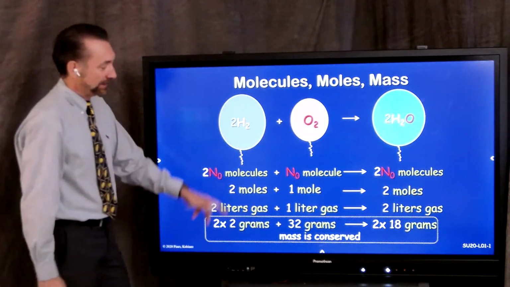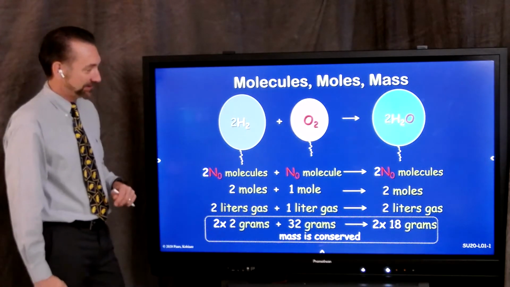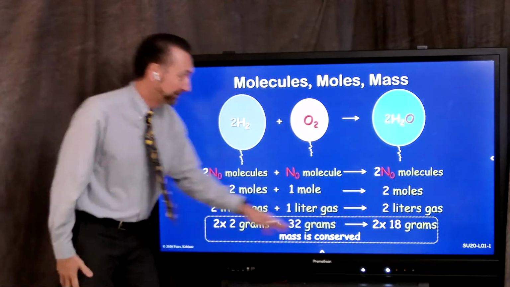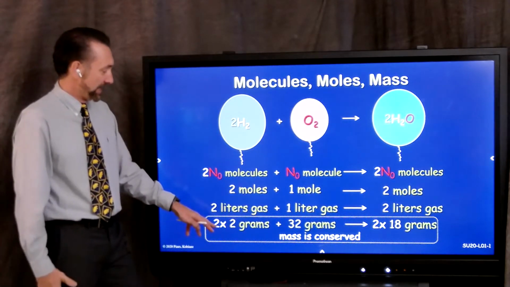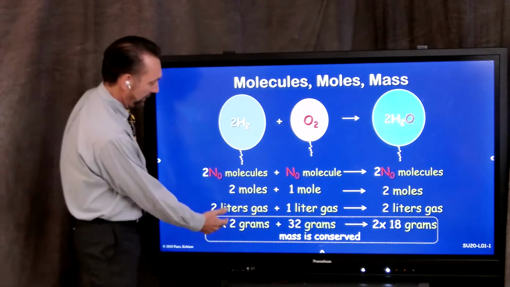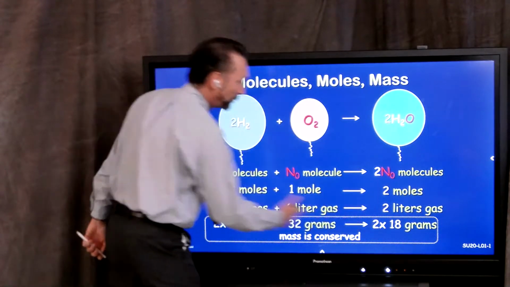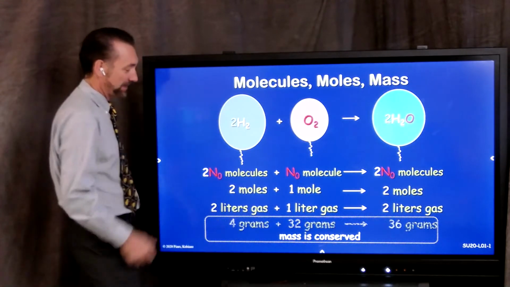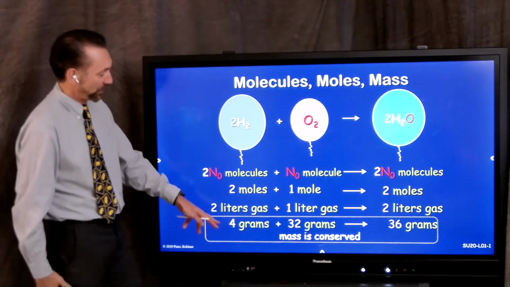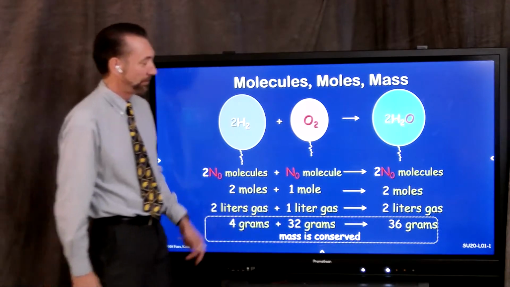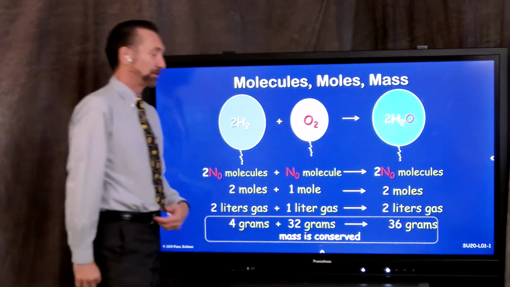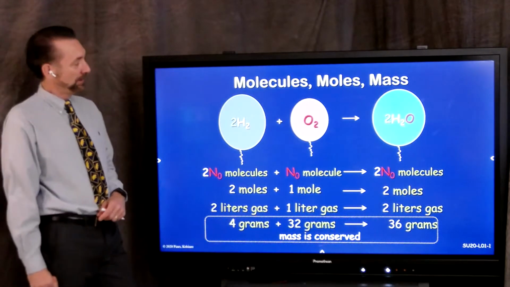But we found in the case of mass, that is conserved. So the mass is conserved. There are the same number of grams, the same mass on either side of that equation. There's 36 grams of total mass over here. There's 36 grams of mass over there.